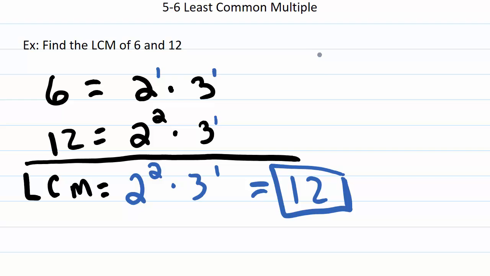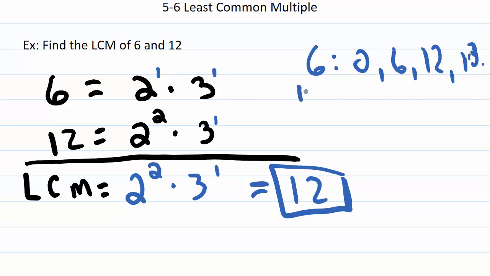Now this is the case where I could write out the multiples of 6: 0, 6, 12, 18, and so on. The multiples of 12 are 0, 12, 24, and so on. So hey, look, there's 0. Well, I can't count 0 as the lowest common multiple.